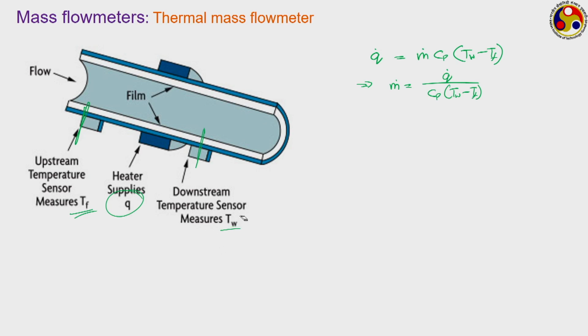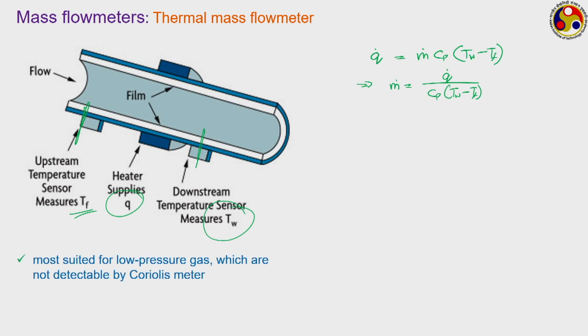The other one can be a constant temperature mode, where we control the temperature rise, or for a given Tf we can control the outlet temperature Tw, and then using some feedback control we adjust Q such that we can maintain a constant value of this Tw, and that again in a way gives a measurement of this mass flow rate. Thermal mass flow meters are very suitable for low pressure gases which are not detectable by a Coriolis meter. Coriolis meters, as we have just seen, are more suitable for liquids, not for gases, and only for high pressure gases, where the density becomes higher, may we use the Coriolis mass flow meter. But thermal mass flow meters are particularly suitable for gases.